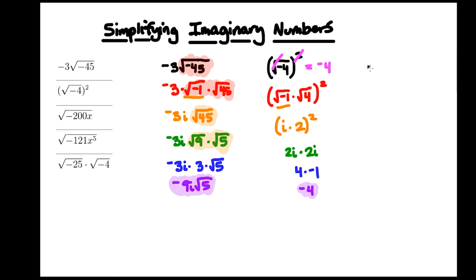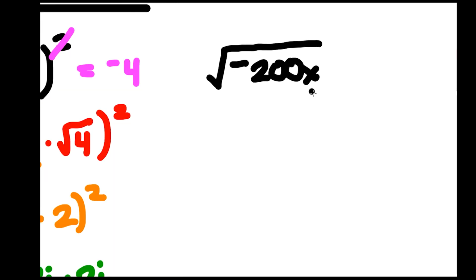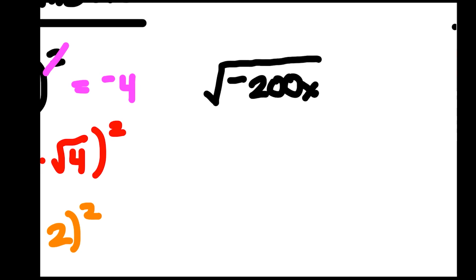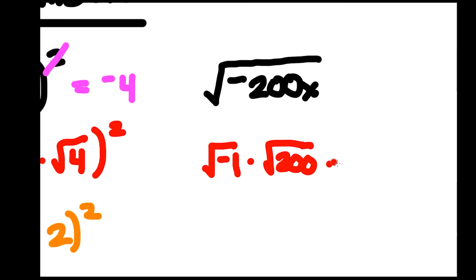Next one is the square root of -200x. So I'm going to write that over here. So we have -200x, and we're doing the square root of this. I'm going to zoom in over here now. The first thing I'm going to do here is factor out that i. So I'm going to write the square root of -1 times the square root of 200. I'm also going to factor out that x just to make it a little bit easier. So factor out the square root of x. We have something like that.